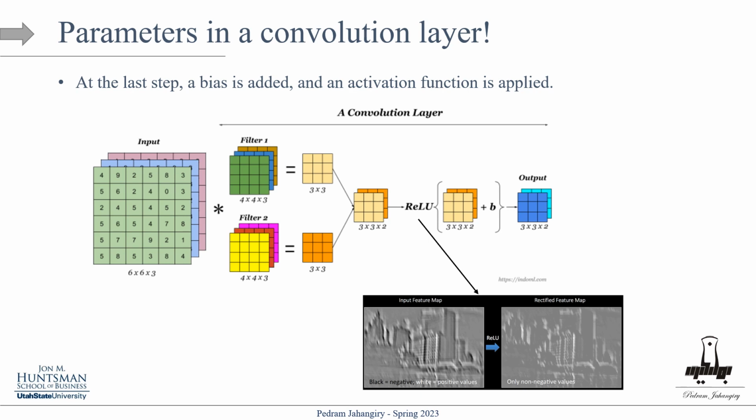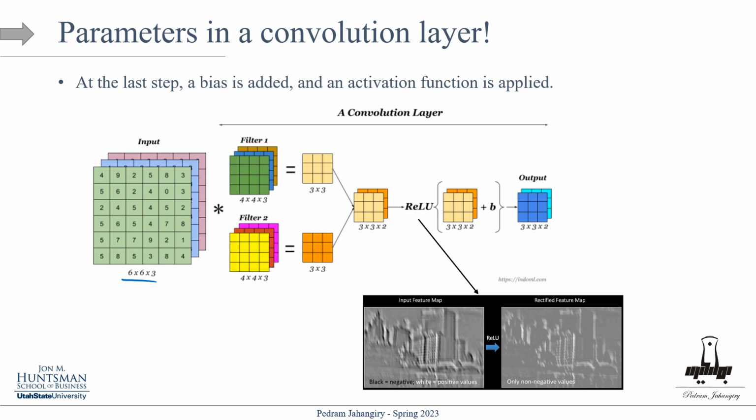So imagine we have a 6 by 6 image, and this is a color image, so we are going to have 6 by 6 by 3, right? And we are going to apply 2 filters. And those filters have the same properties, the parameters.